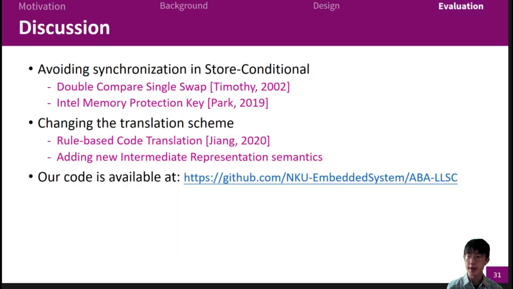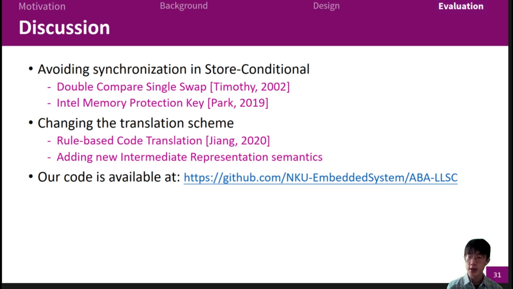Since the current bottleneck lies in the synchronization in SC, there are some potential techniques to reduce or replace the stop-the-world synchronization. An instruction called double compare single swap atomically compares two different separate variables and performs one store. However, such an instruction is not currently available in commercial processors. This could be used in the hash table check and memory update procedure to avoid SC race conditions. Another solution is to provide thread-level privilege separation using the new hardware feature provided by Intel Memory Protection Keys, which provides thread-local permission control.